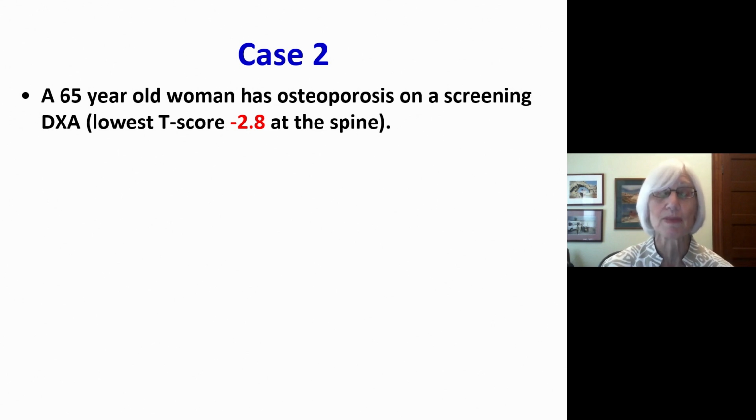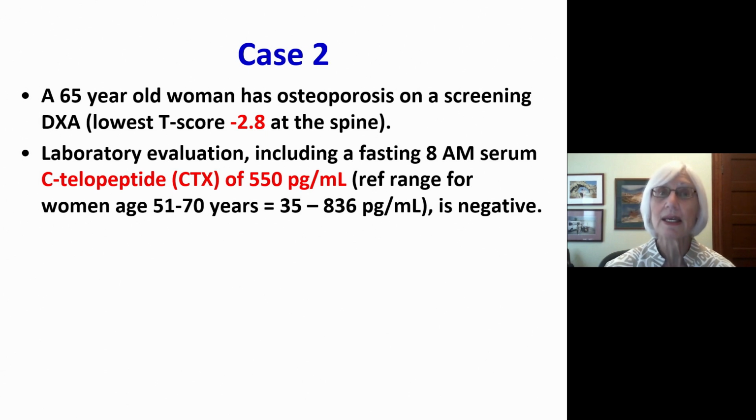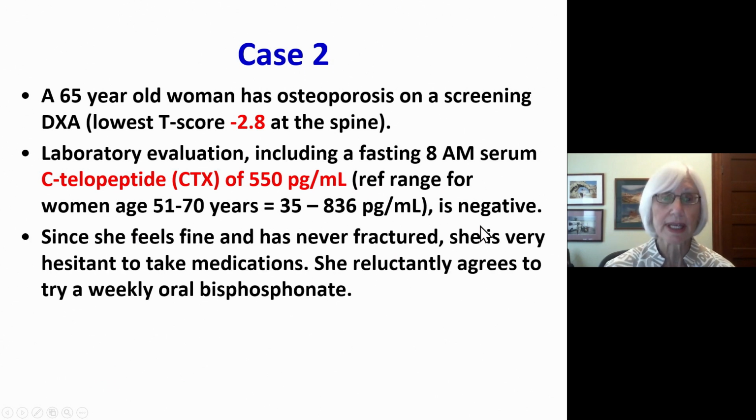So this is case 2. This is a 65-year-old woman who has osteoporosis on a screening DEXA with her lowest T-score minus 2.8 at the spine. You do a complete laboratory evaluation and include a fasting 8 a.m. serum C-telopeptide or CTX, which comes back 550 picograms per ml. The reference range for women who are postmenopausal is 35 to 836, so she's in the normal range. All her other labs are normal.